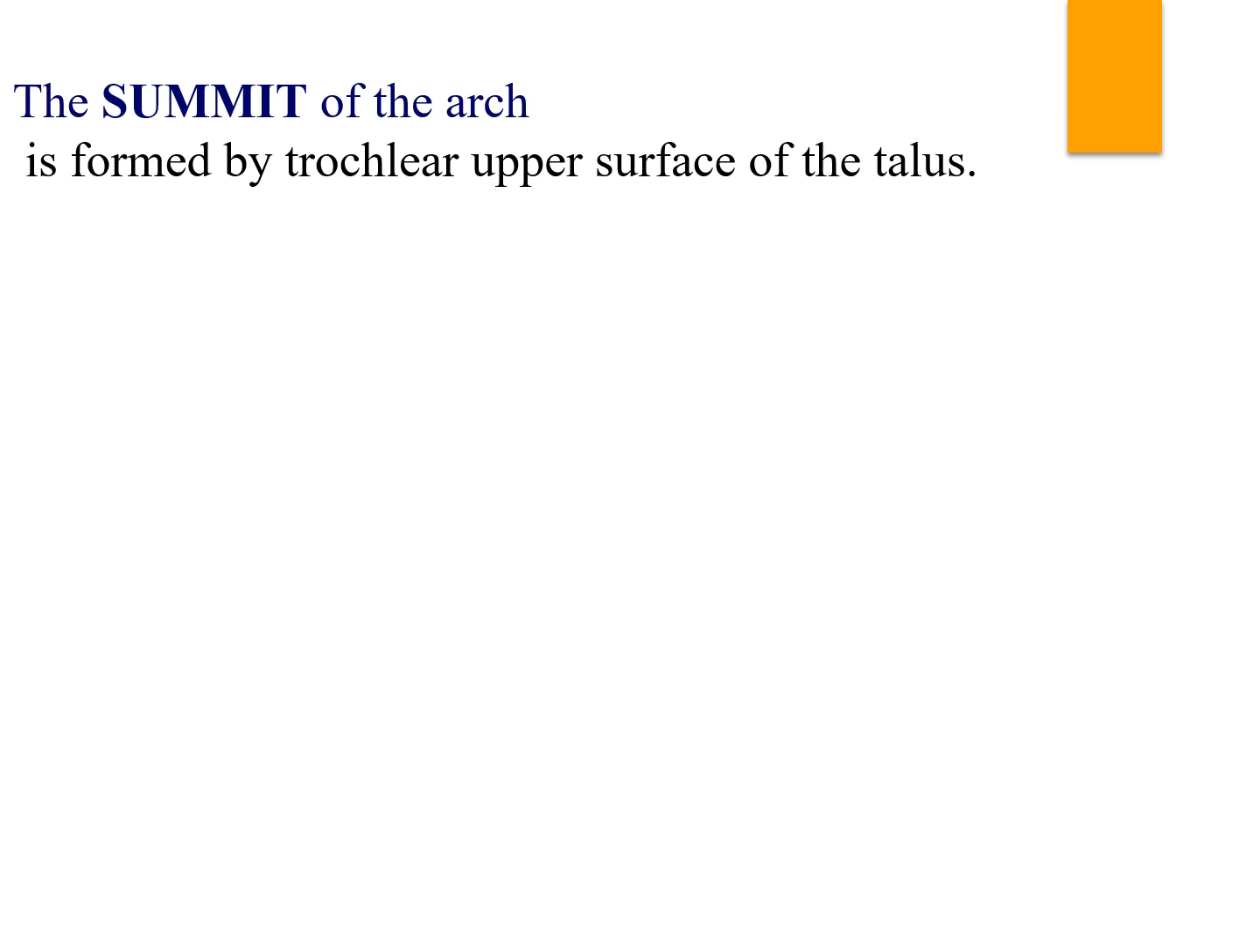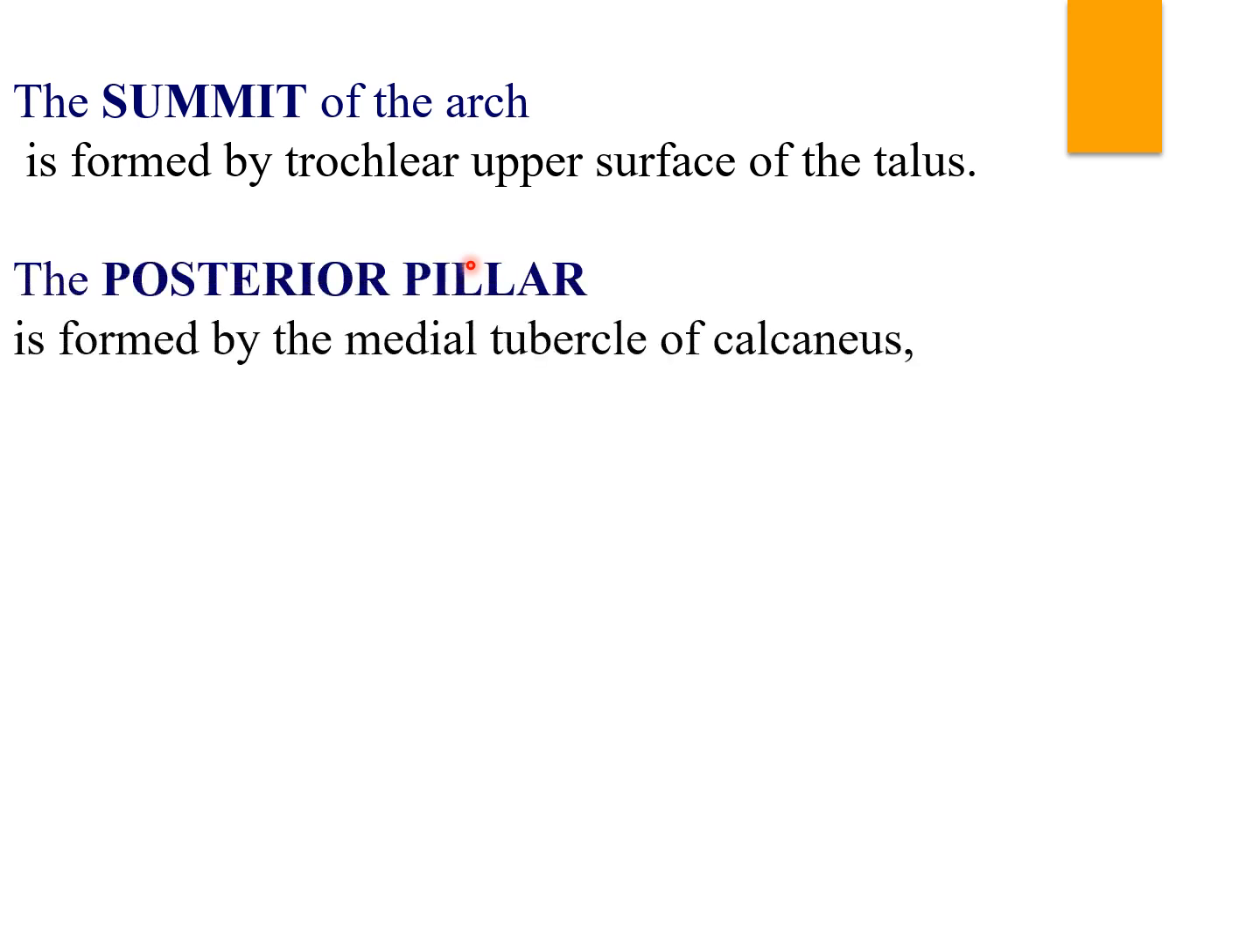So the features, first we have to say what the shape is and what the bones are which form the arch. Now what is the summit of the arch? In the picture I have shown you, the summit or the highest point of the arch is the trochlear upper surface of the talus. So what is that? The trochlear upper surface of the talus forms which joint, have you thought? It is the articulating surface of the ankle joint.